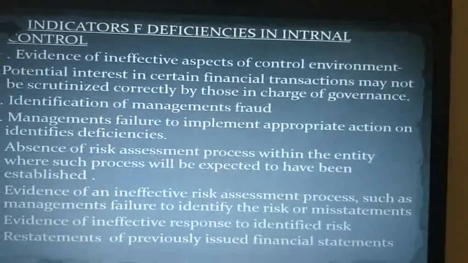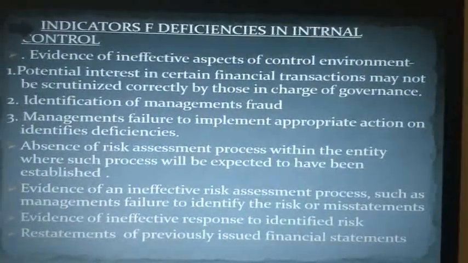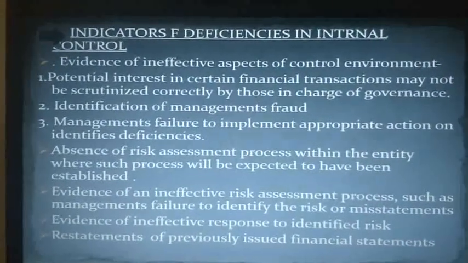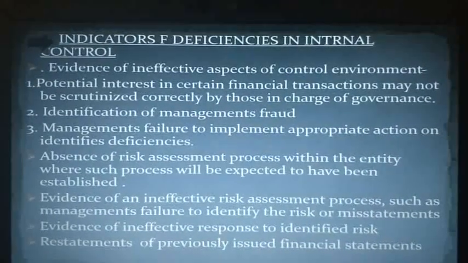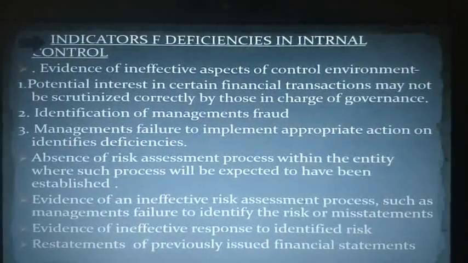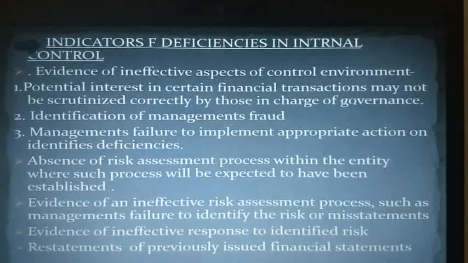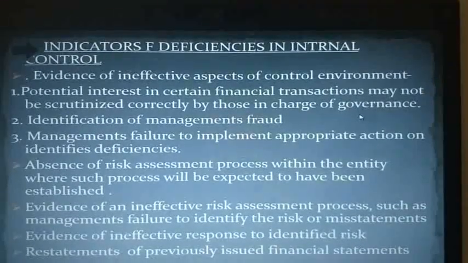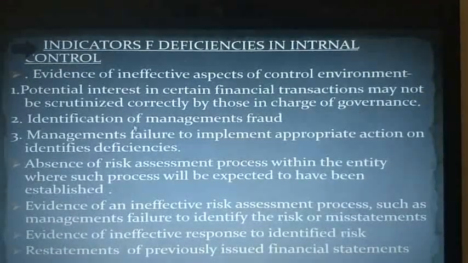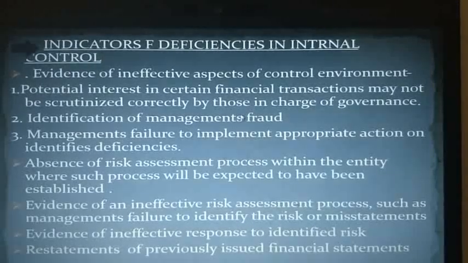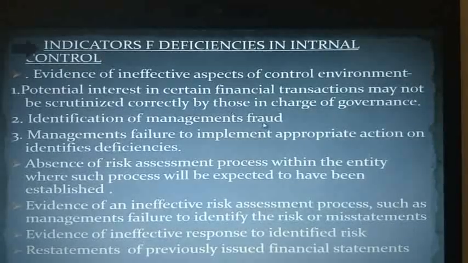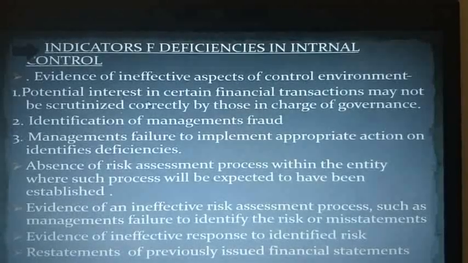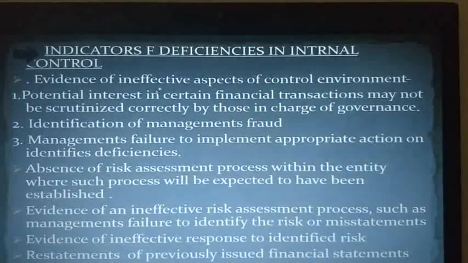Now next you have the indicators of deficiencies in the internal control. What can be the indicator for you to know if there are any deficiencies in the internal control is basically evidence of ineffective aspects of the control environment. Under this, you have potential interest in certain financial transactions which may not be scrutinized correctly by those charged with governance. These people in charge of governance will not scrutinize the reports or the financial transactions effectively. Identification of management fraud. These are the indicators of deficiencies. So the identification of management fraud is also one indication.